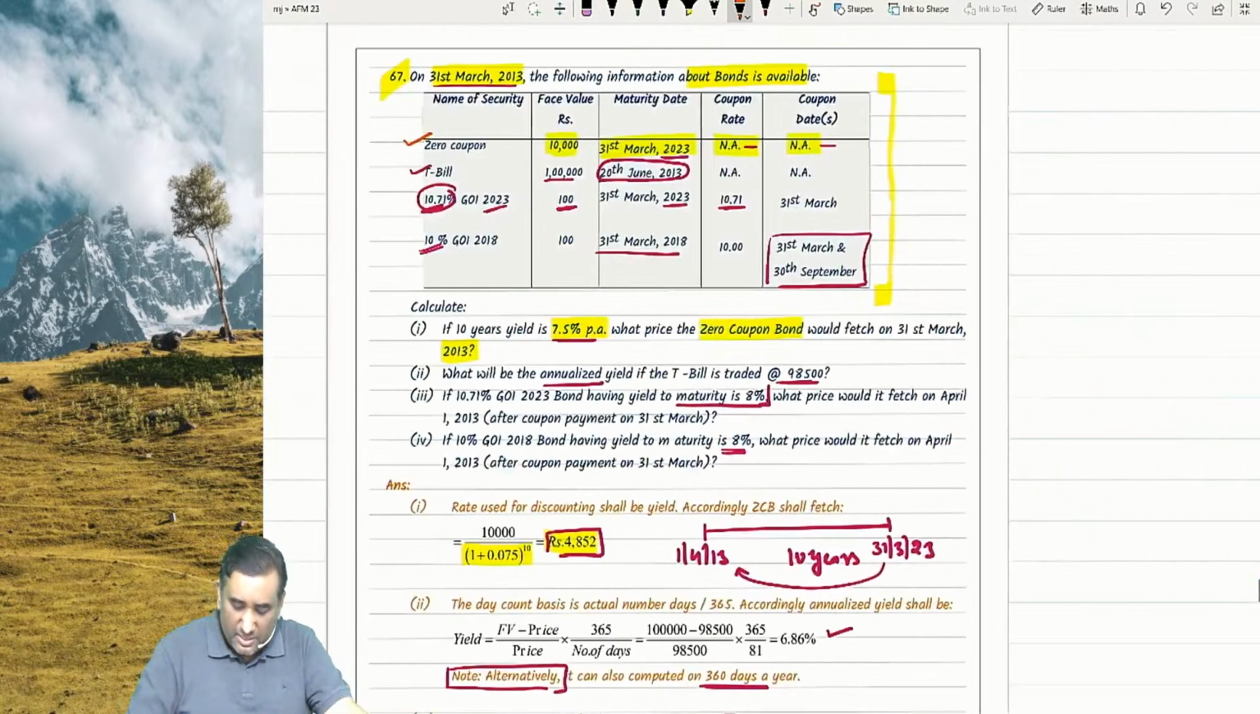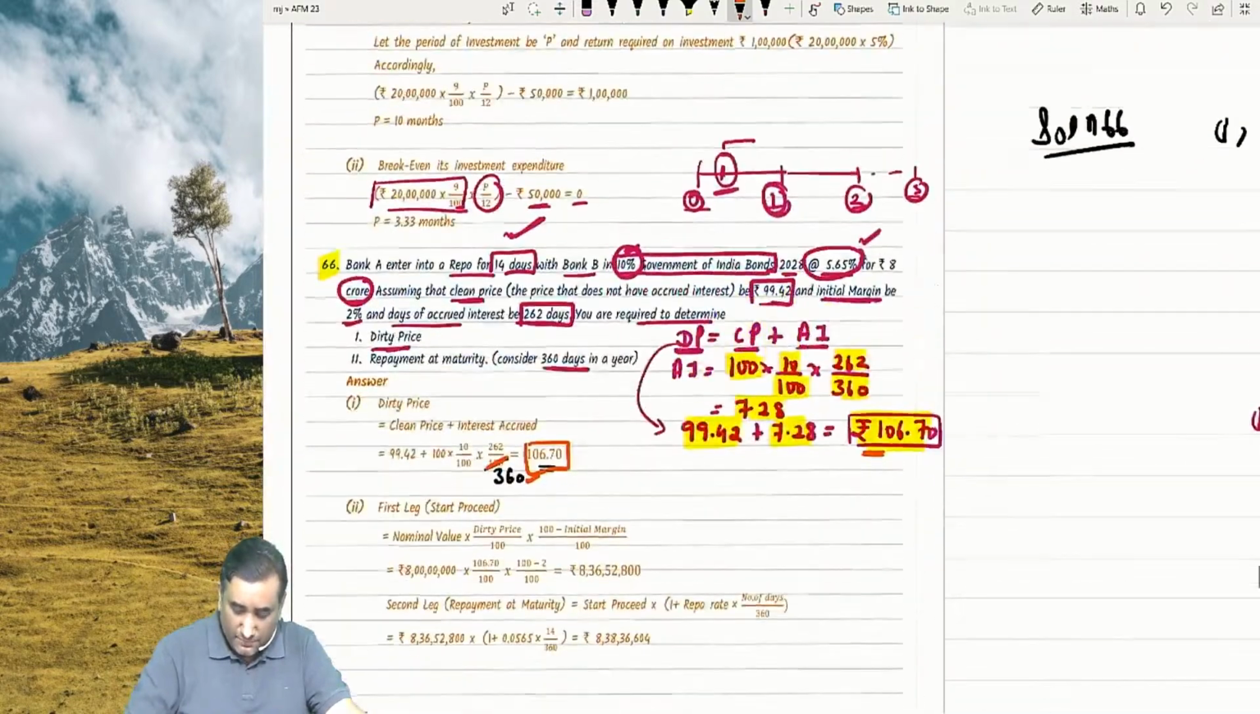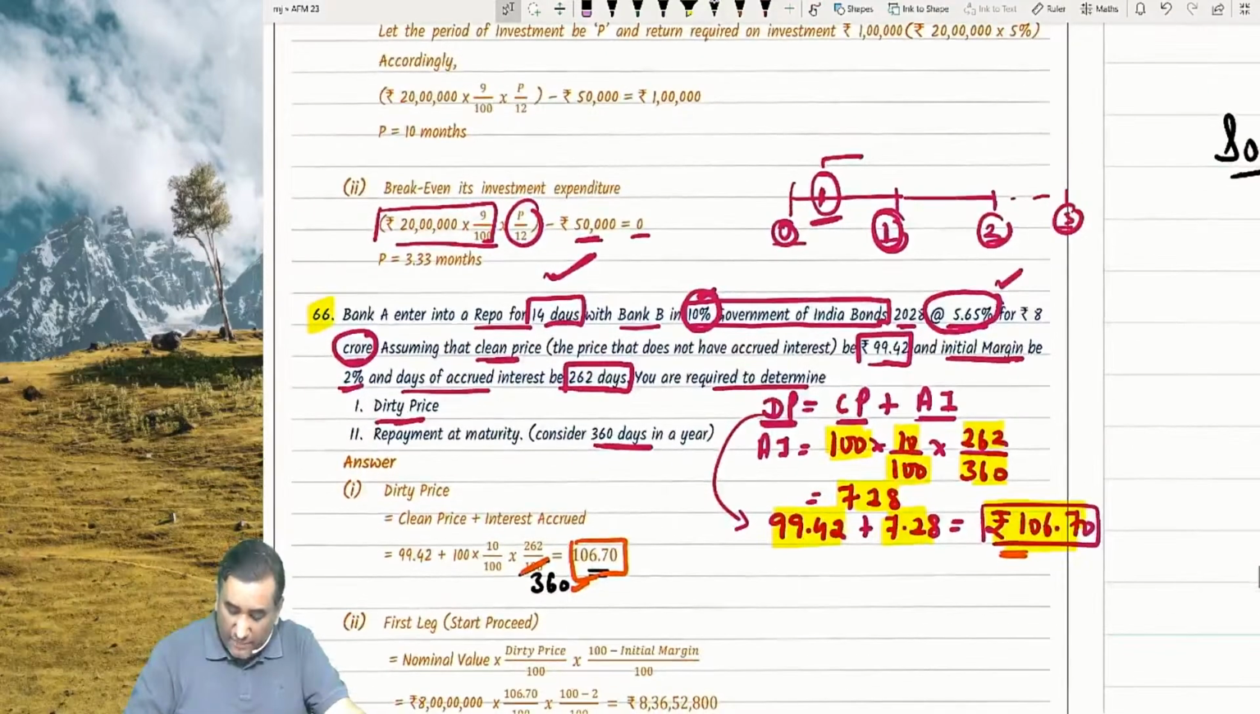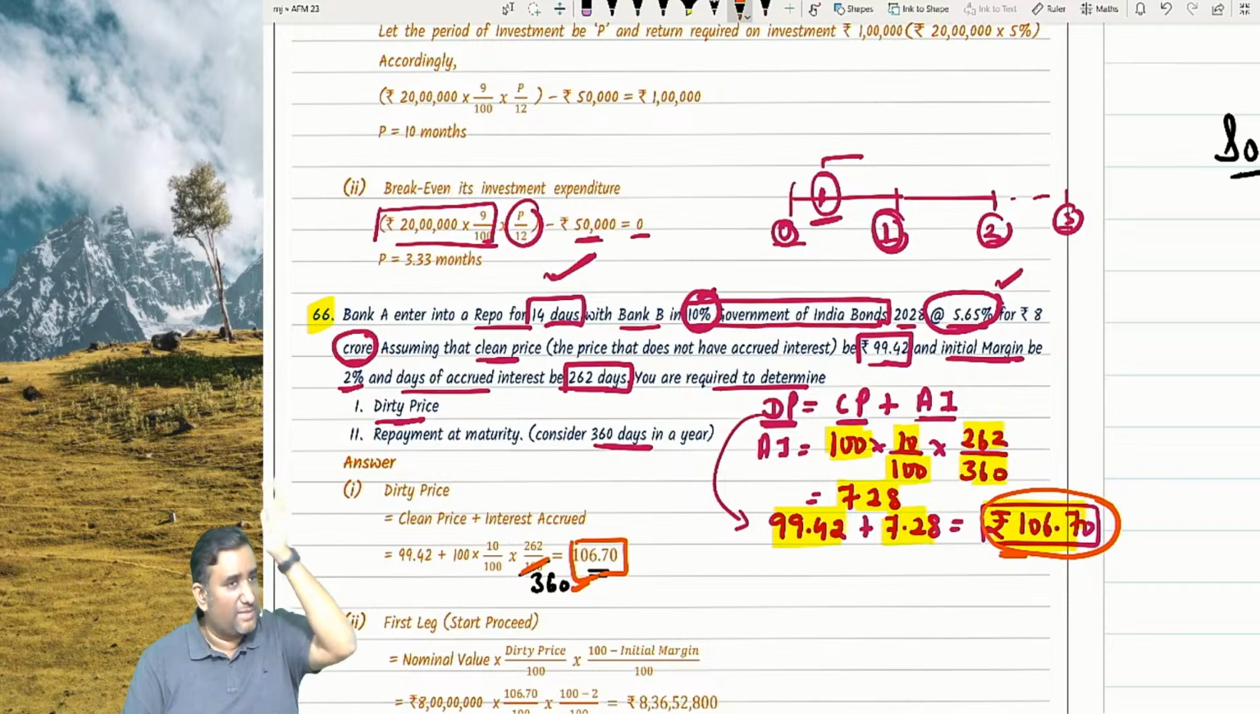Now the problem which comes here is, in this question, when we start, the first leg is basically giving cash, and the second leg is basically receiving back that cash. Now what was your nominal value? 8 crores, but the value of the bond will not be 8 crores now, because the pricing has changed to what? 106.70. If you go back to your mutual fund, we have done some basic calculation in which we did a 100 rupees bond trading at 106.5.